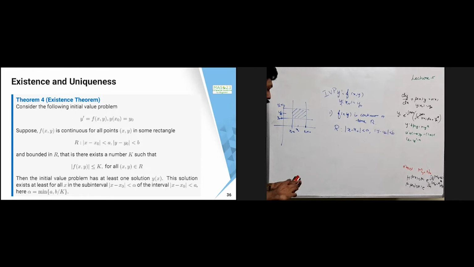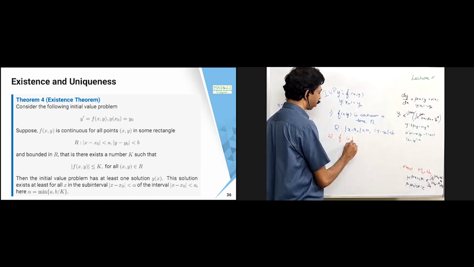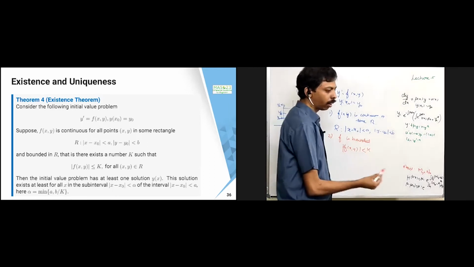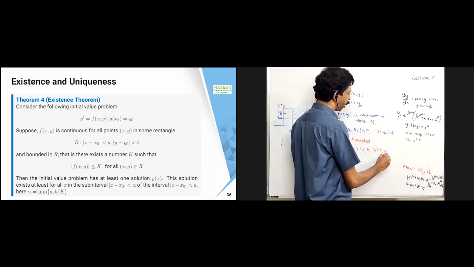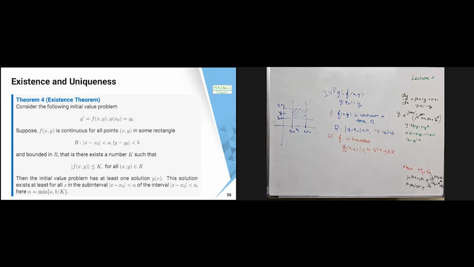And I have a second condition: f is bounded. Bounded means the absolute value of f of x comma y is less than or equal to k for all x comma y in the domain R, in this rectangle, where k is some fixed number. If I take f of x comma y, it is going to be a surface, and that surface is not going to grow without limit. It is going to be bounded.